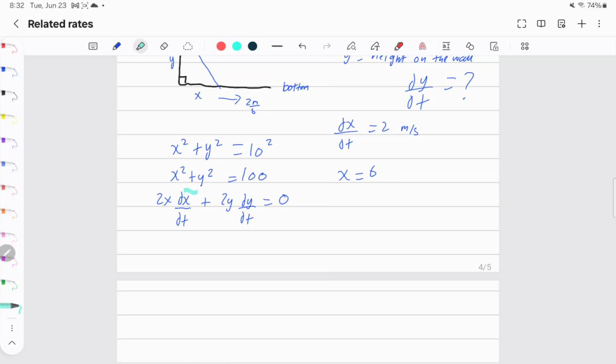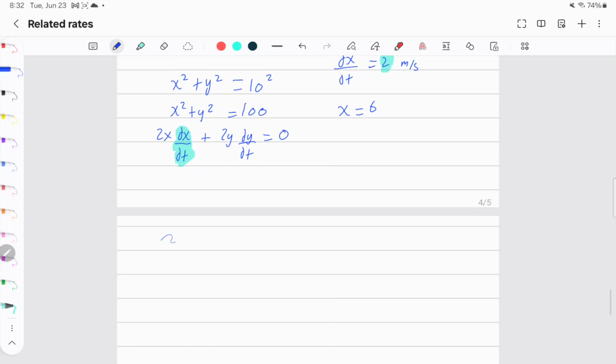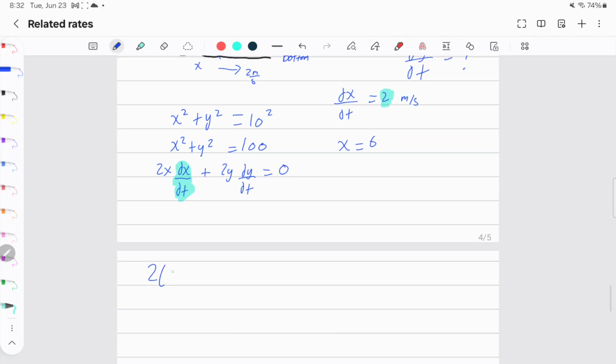First of all, somebody asks you where's your dx over dt? You say it's already mentioned in the question. It's 2 meters per second, because the bottom is sliding 2 meters away. Now, you start to notice, then it's going to be 2. Do we have x? Yes, we have x. It's going to be 6. Do we have dx over dt? Yes, we have 2. Plus 2.